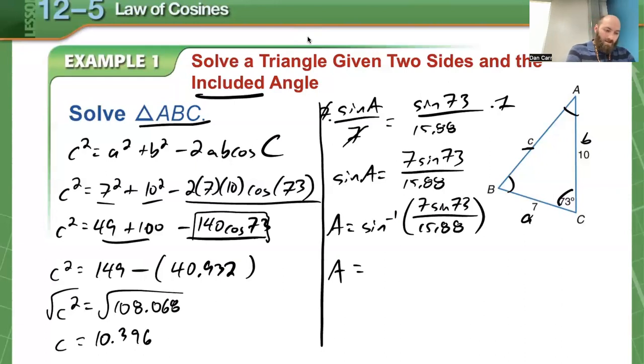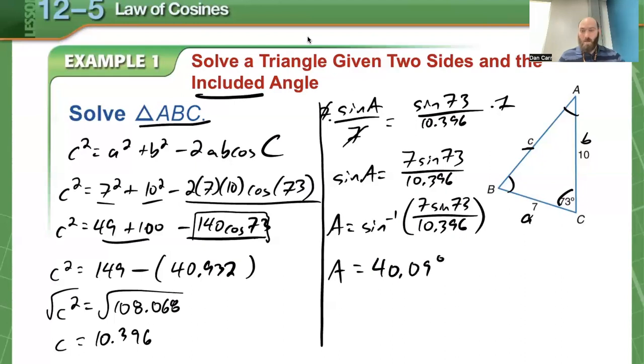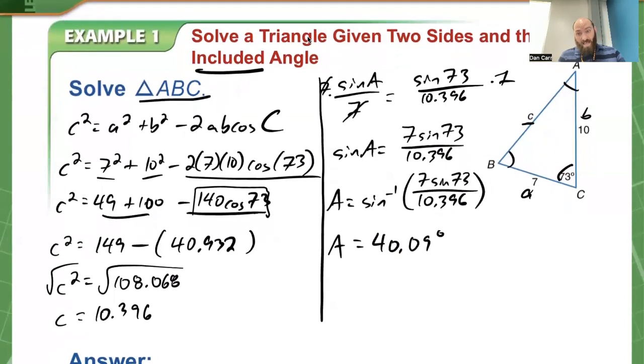My bad. So that means that instead of 15.88, I'm going to do the same exact thing as before, but I'm going to have the 10.396 underneath. Okay, so everything still stays the same in terms of my work. Just make sure you're in degrees so you get the correct numbers there. So I'm going to go ahead and do my inverse sine of 7 times the sine of 73 divided by my 10.396. I get 40.09 degrees.